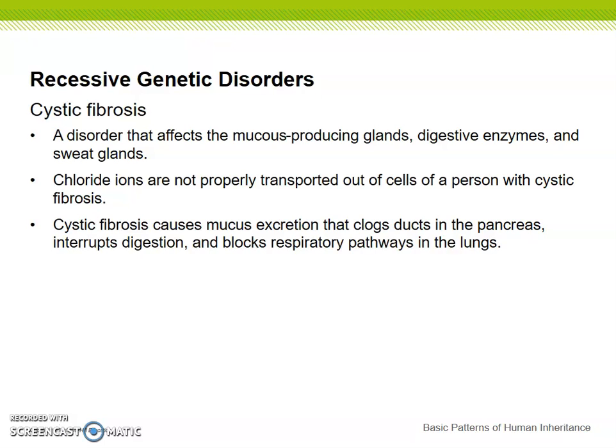It causes mucus excretion that clogs the ducts of the pancreas. It messes with digestion, and it blocks respiratory pathways in the lungs. Basically, the airways get clogged with mucus. Now, people with cystic fibrosis, they have 2 recessive alleles that cause this disease. Okay? It is possible for a person to be a carrier of cystic fibrosis and not even know it.